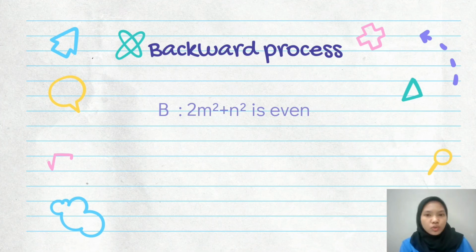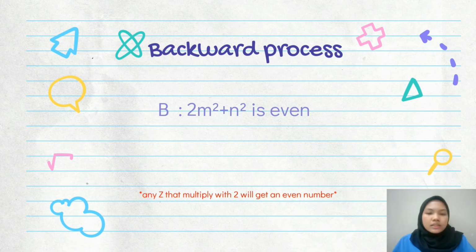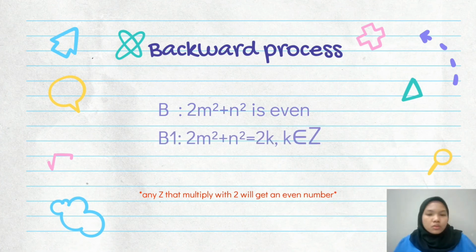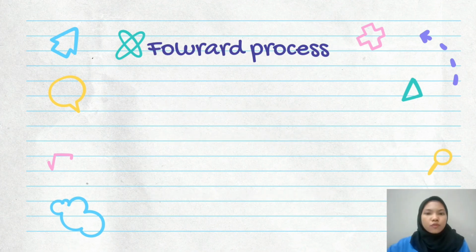Okay, for the next step, we will show that this statement is true. So how to show it? Okay, as you can remember, any integer that is multiplied by 2 will give an even number. So for the next step, we will write 2m squared plus n squared equal to 2k, where k is an element of the integers. Okay, the backward process for this question only has one step to show that statement B is true. After that, we will do the forward process.